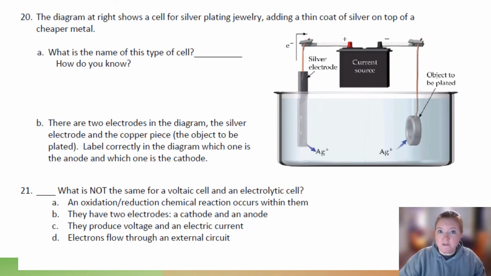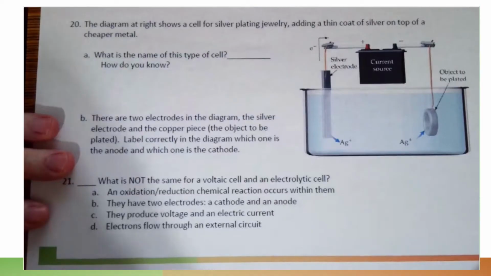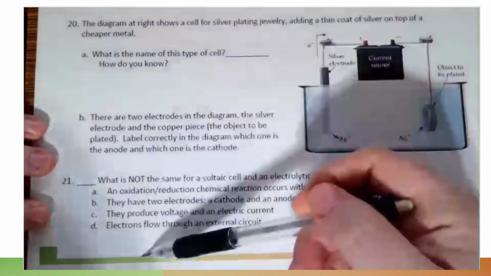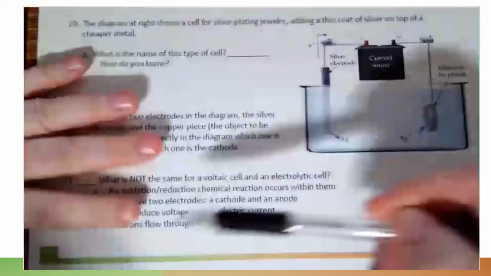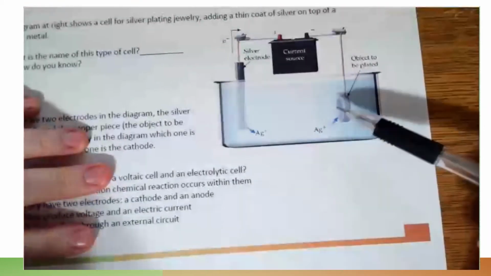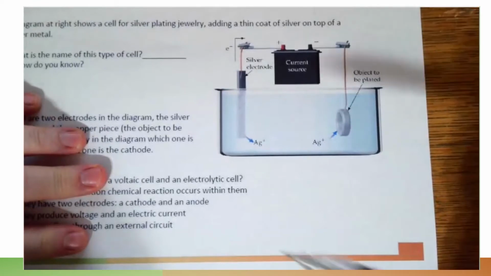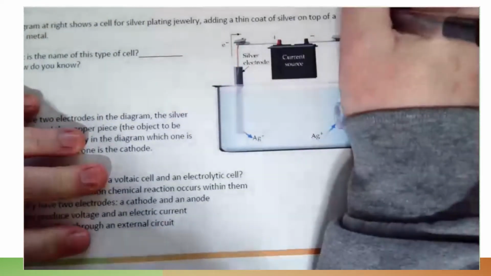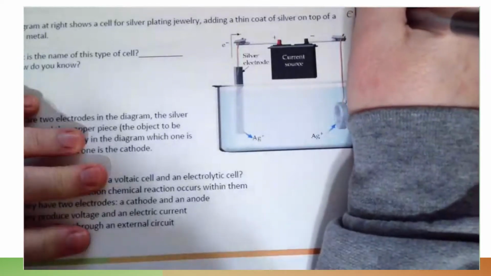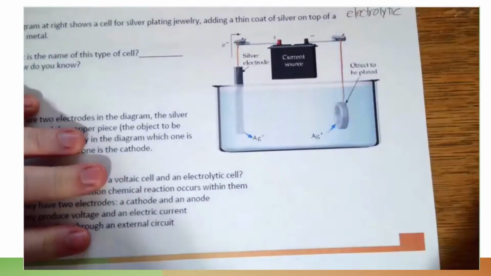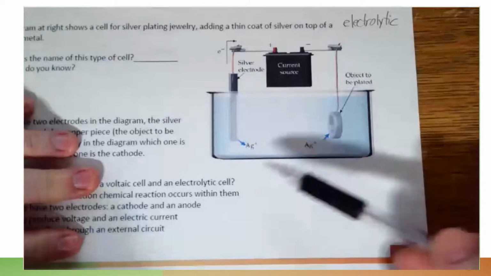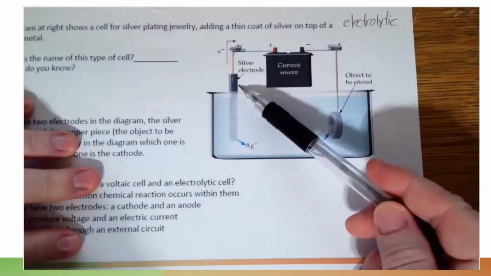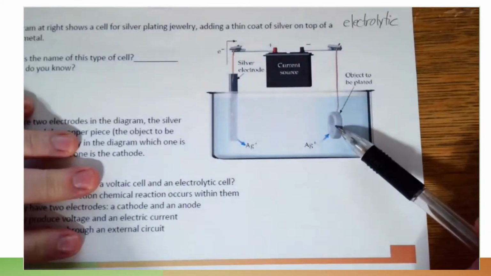All right, so here's the first example we're going to do, but I'm going to do it on paper so you don't see my chicken scratch. Okay, I have some questions, but before I even look at the question, I am going to look at the diagram and label everything I can possibly label on the diagram. So I see this says current source. So that tells me this is an electrolytic cell. Okay, I have a silver electrode and an object to be plated.